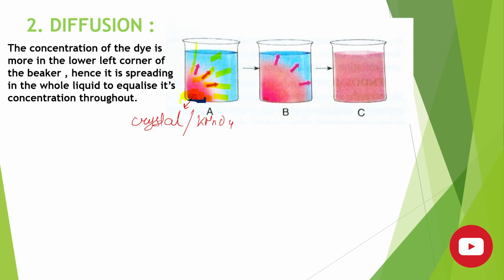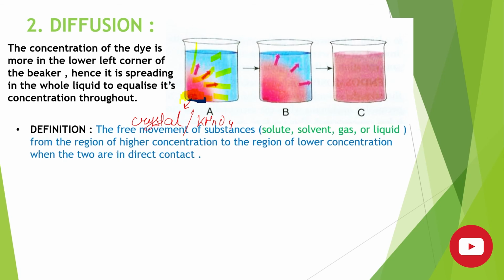This is what is called diffusion. If we look into the definition, we can simply say that it is the free movement of substances. Why is it said to be free movement? Because it is not obstructed or stopped by anything. It is the free movement of substances. What kind of substances? It can be anything.